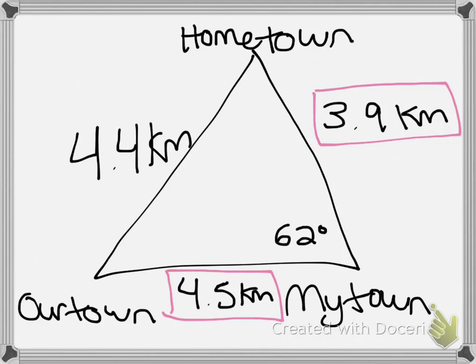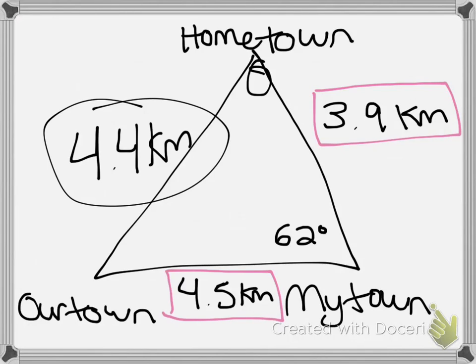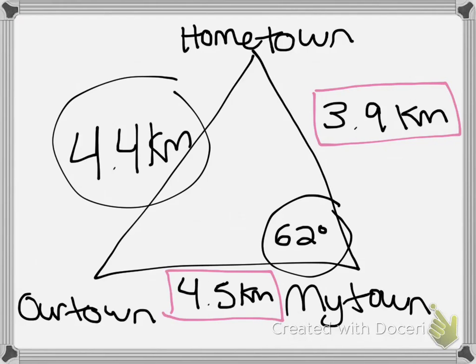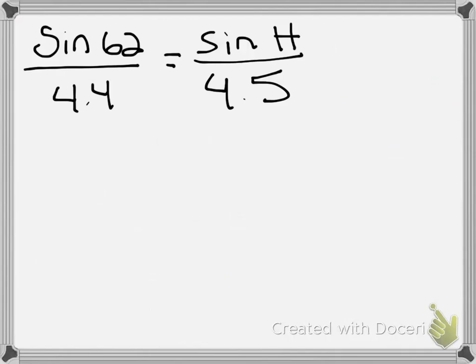So now that we've found this, we need to find this angle and this angle, which is the second part. What angles do the roads make at hometown and at our town? To find those two angles, we have to use the sine law, which would be m over the sine of m equals h over the sine of h. So this is how you would set the problem up, and to get the sine of h by itself, you would have to cross multiply.